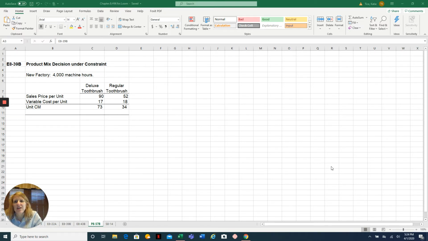So the issue that we have in chapter 8 is that companies do not have unlimited resources. And for most companies, a constraint would be time. The time could either be the direct labor hours that we have available, or in this problem that we're going to work, it's machine hours. So again, you have some constraint that's limiting how many units you can produce. That's kind of a key to these problems.